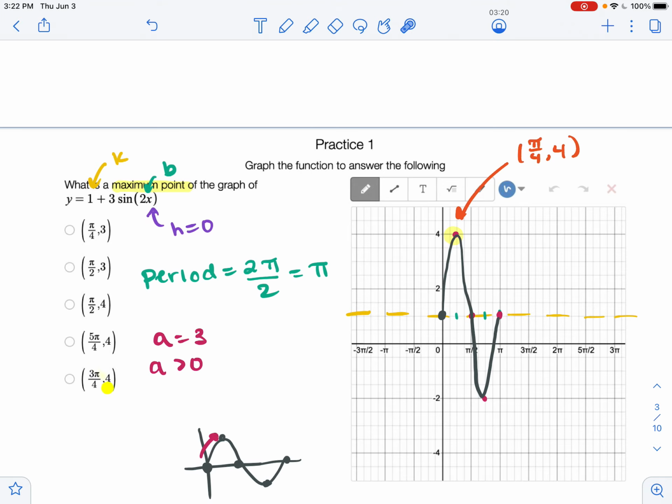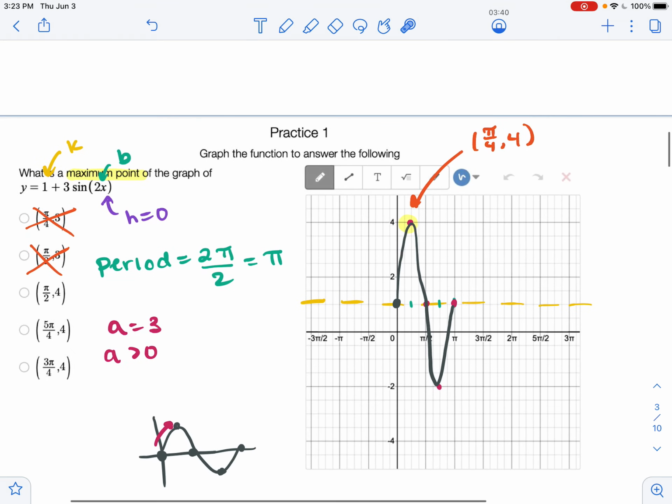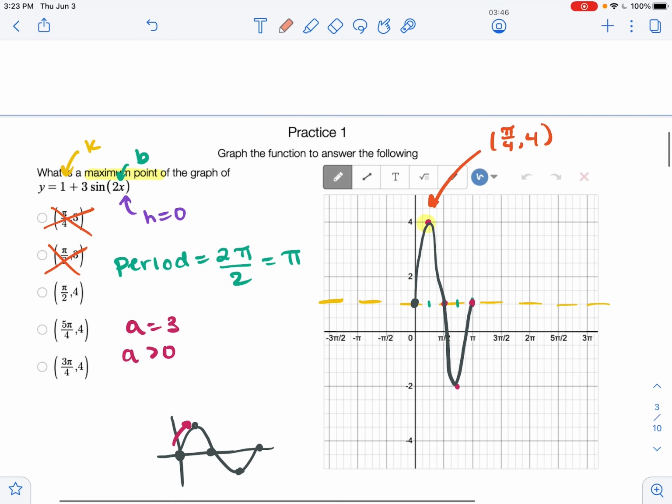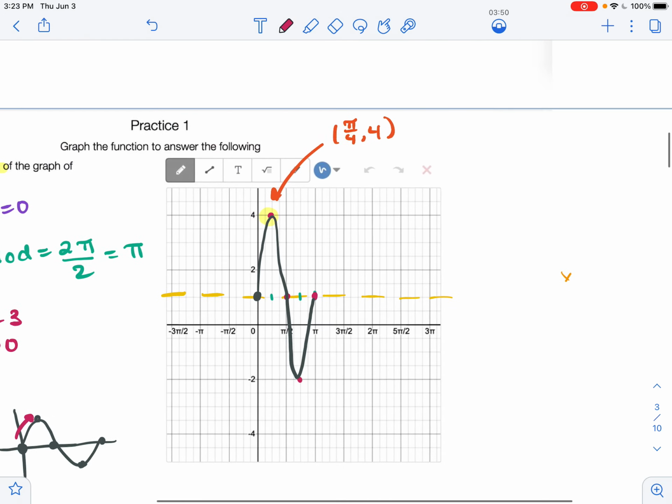I can look at my answer choices and see pretty quickly that that's not one of them. I can also see that some of my answer choices include a 3 as a y value. Well, those aren't going to work because my maximum value is up at 4. But the x value is pi over 4. I don't have the point pi over 4, comma 4. Remember in class I did say that there's no guarantee that these characteristics are going to exist within one cycle of your function. So what this means is we need to continue building our function.